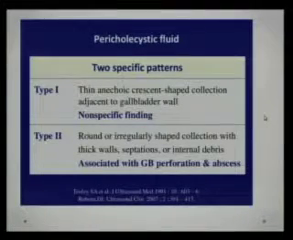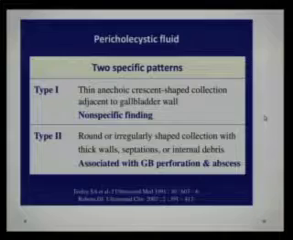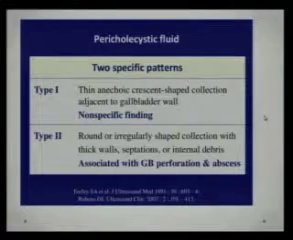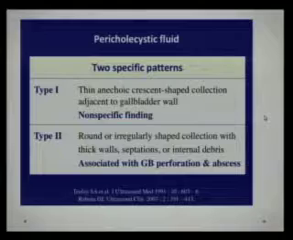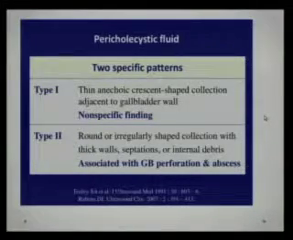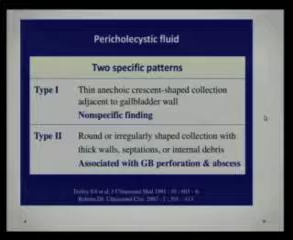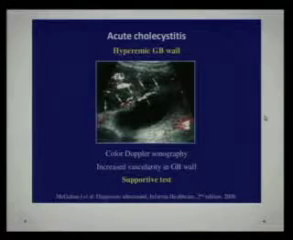Pericholecystic fluid, well, guess what? That also has two specific patterns, type 1 and type 2. So type 1 pericholecystic fluid is a thin, echoic, crescent-shaped collection adjacent to the gallbladder wall. This is non-specific. This is seen commonly. It means nothing. Type 2 is a round or irregularly shaped collection with thick walls, septations, or internal debris. And this is highly likely associated with gallbladder wall perforation or gallbladder abscess.